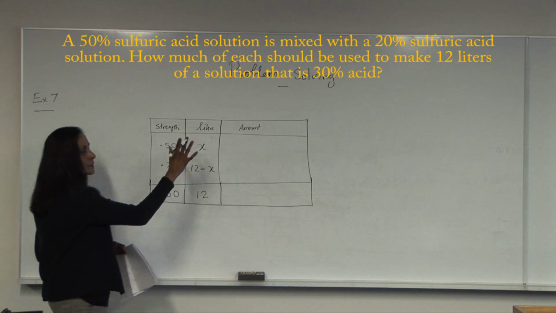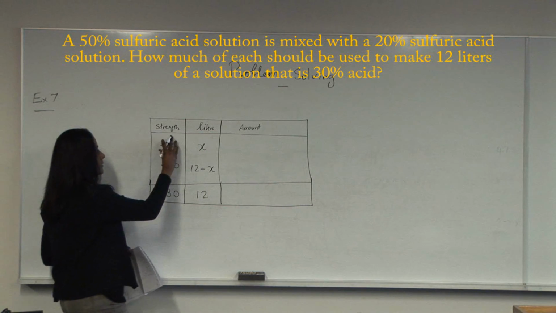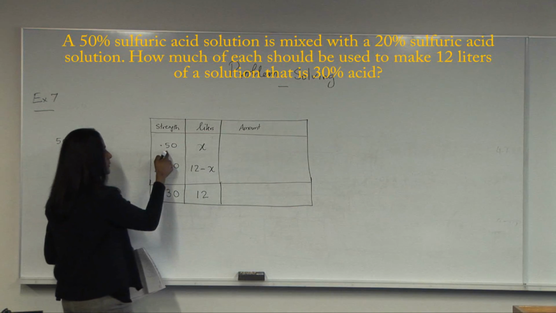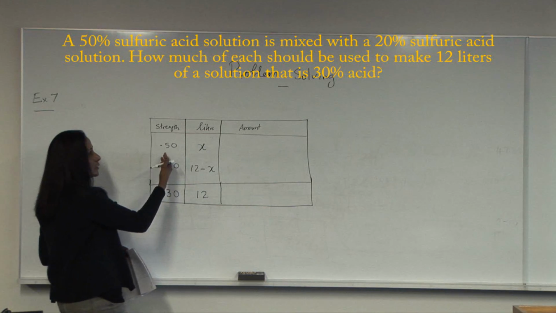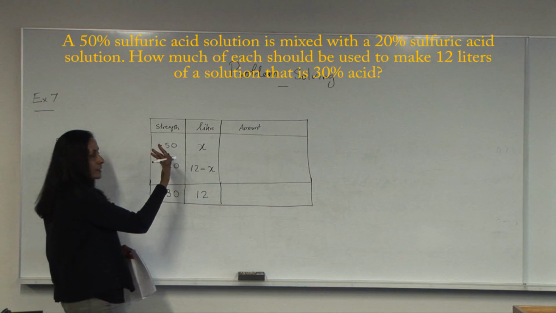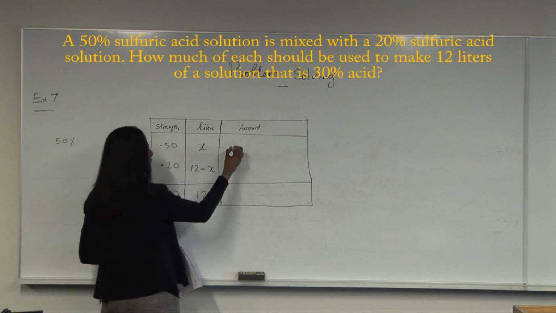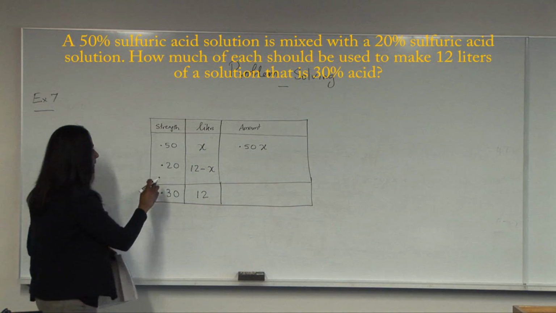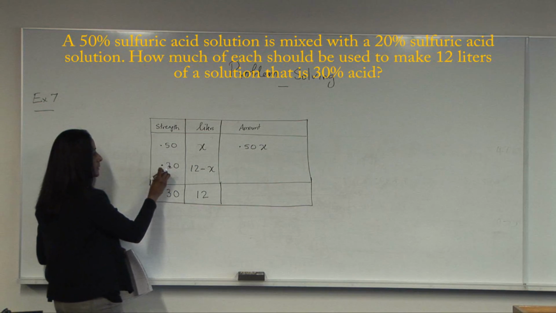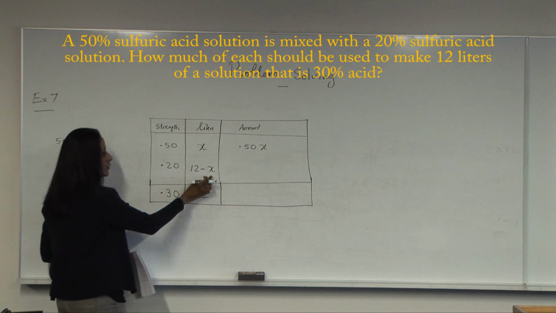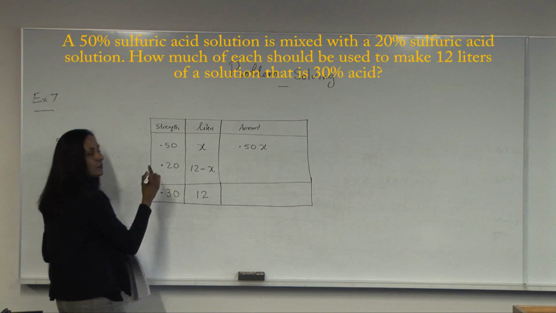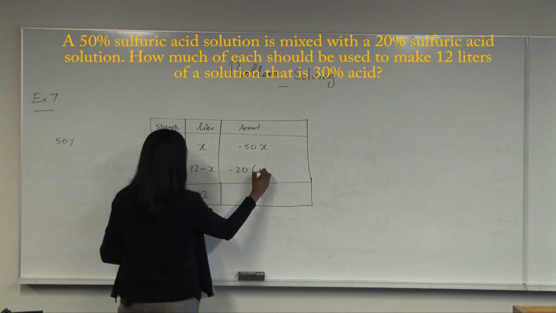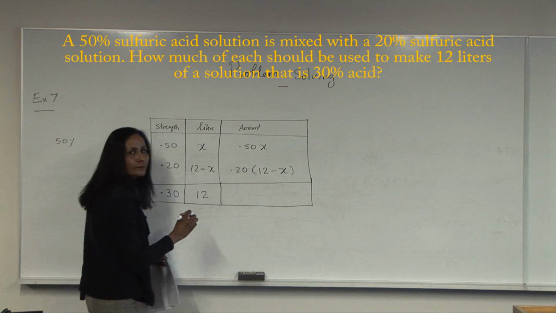And then next let's find out how much. So the strength is the 50% of X liters. So what would be the amount? For 1 liter, it's 0.50. For 2 liters, you multiply by 2. For 10, you multiply by that, right? So here we have X, so 0.50 times X. Okay. And here the same thing. The strength is 20%. How many liters? 12 minus X liters. So we have to multiply these two to get that. So 0.20 times (12 minus X). Correct?